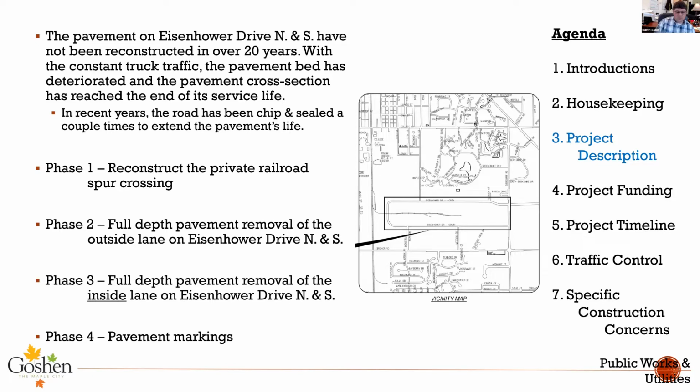And this, we're going to be rebuilding the outside lane first. And once that's completed, we'll move into the inside lane. And then finally with phase 4, the pavement markings will be installed.